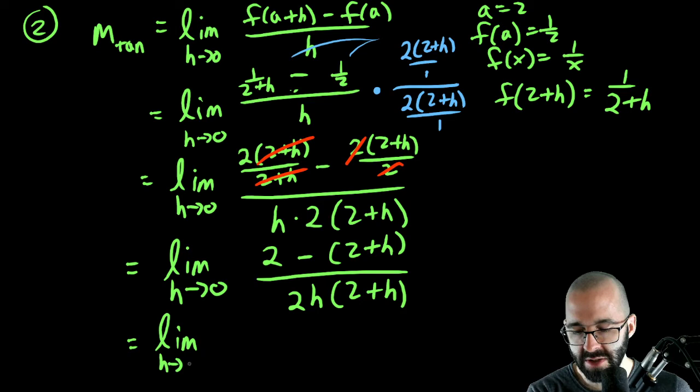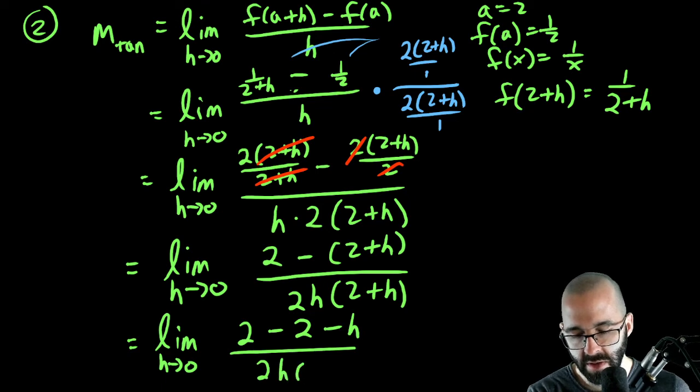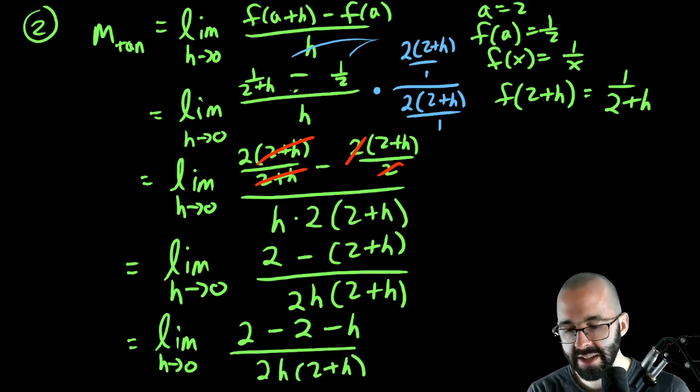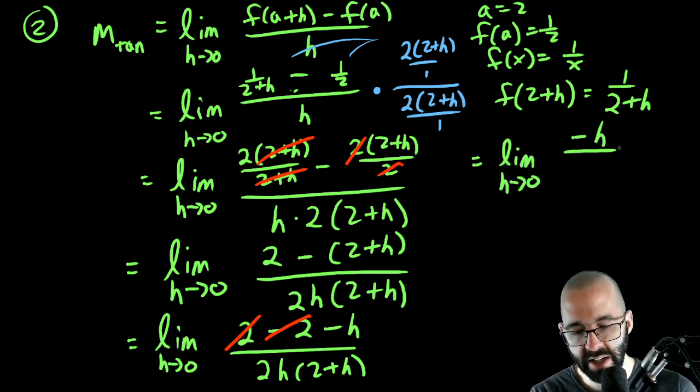That's going to be the limit as h goes to 0. Distribute that negative, we get 2 minus 2 minus h. And we still have to simplify further. But at least now the top has something nice. We have a plus 2 minus a 2. So the top actually is simplifying to something nicer. The top is just a negative h.